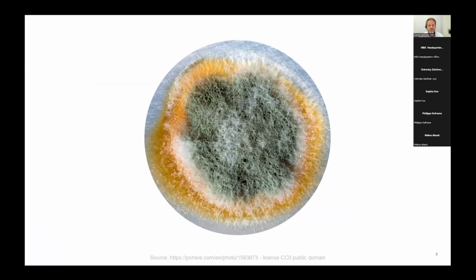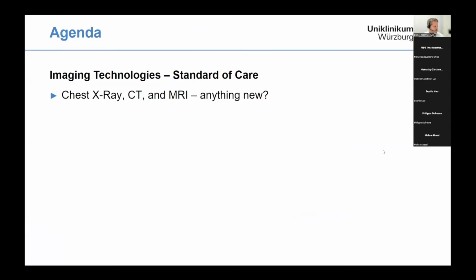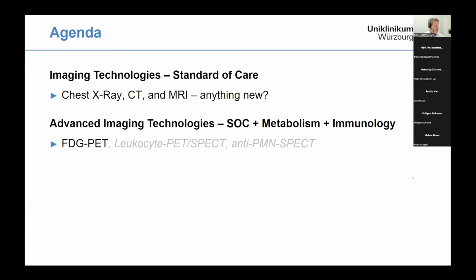Imaging is one of the major diagnostic approaches in mold infection, Aspergillus and Mucorales. So this will be the main focus. I will first wrap up the standard of care techniques and whether there is anything new in CT scans and MRI. And then have a look at the more advanced imaging techniques, which are at least to some extent, in some setups, maybe part of the standard of care.